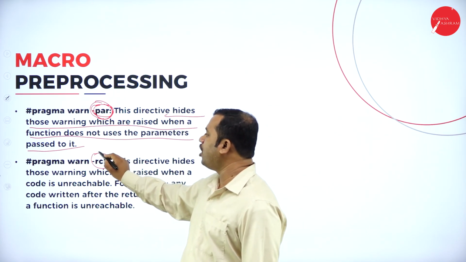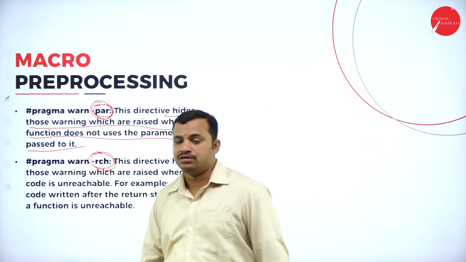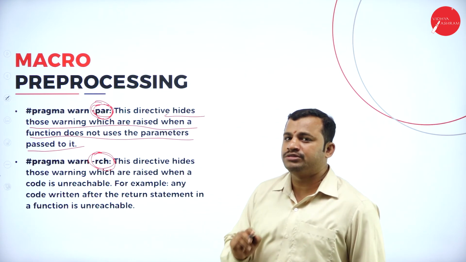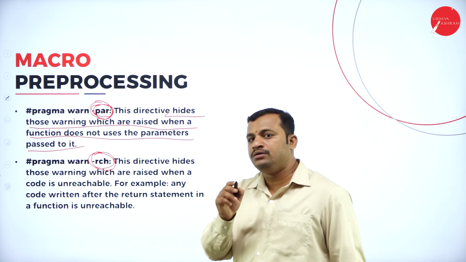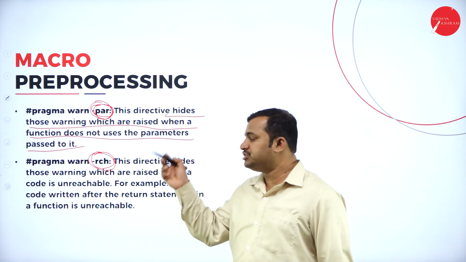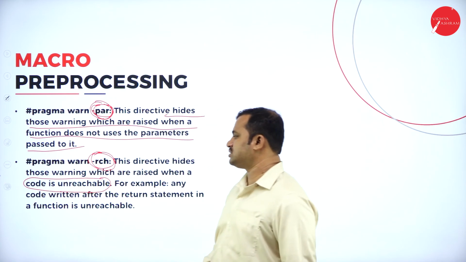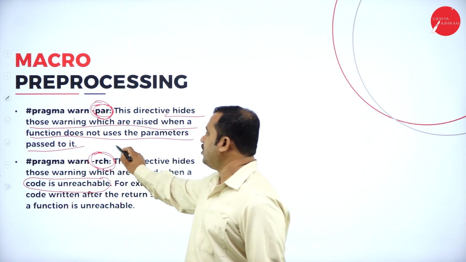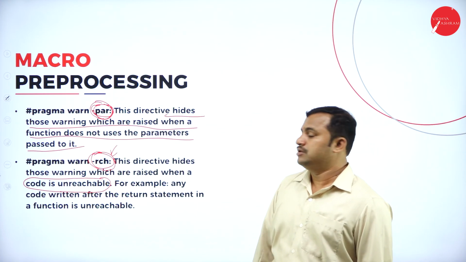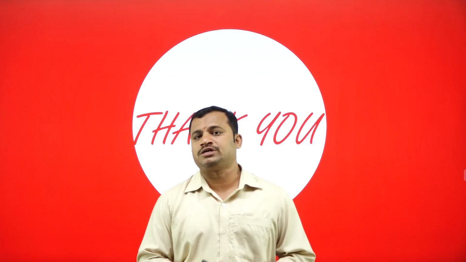Similarly, #pragma warn -rch, that is, the code is unreachable. Suppose there is any code which is not reachable during the time of execution, then you can hide the warnings which are going to be generated for the code which is not reachable. You can hide those by using the functionality called #pragma warn -rch. This is how we are going to do the operations, that is the preprocessor directives.